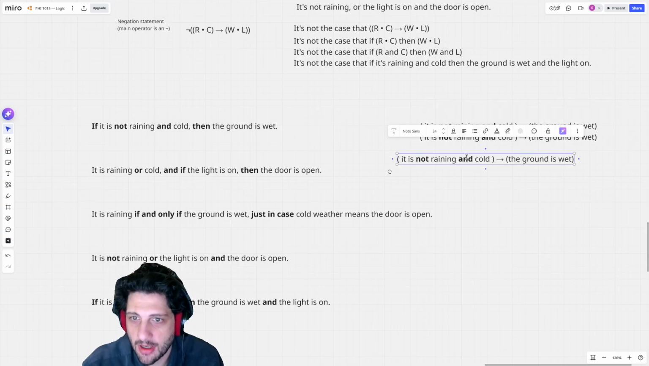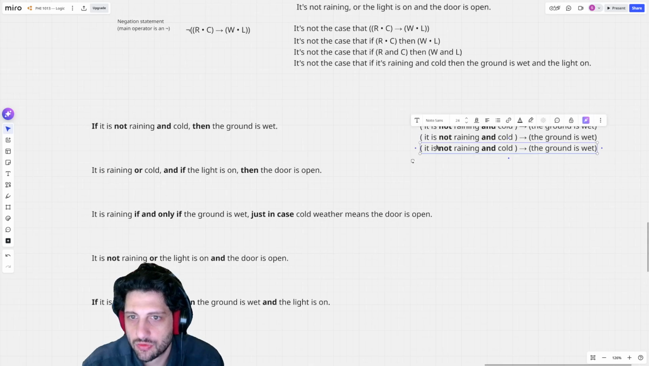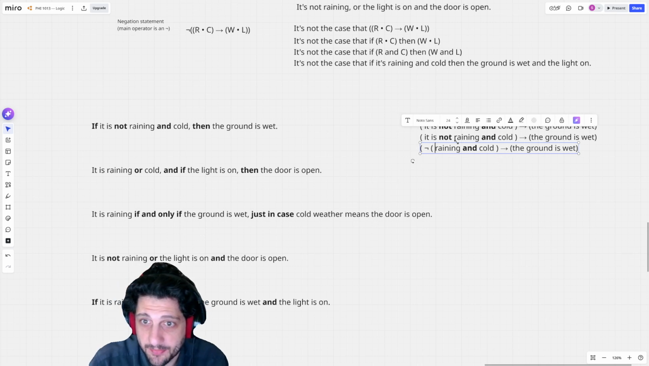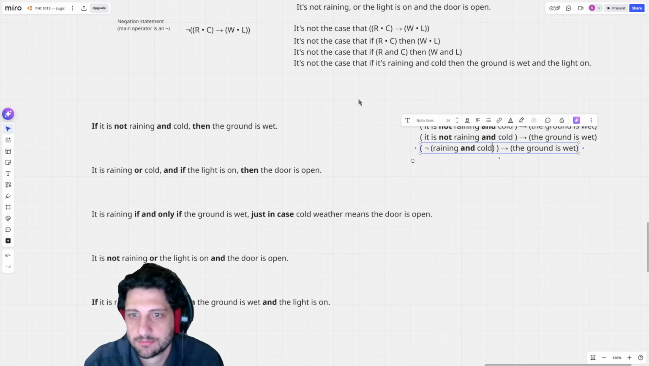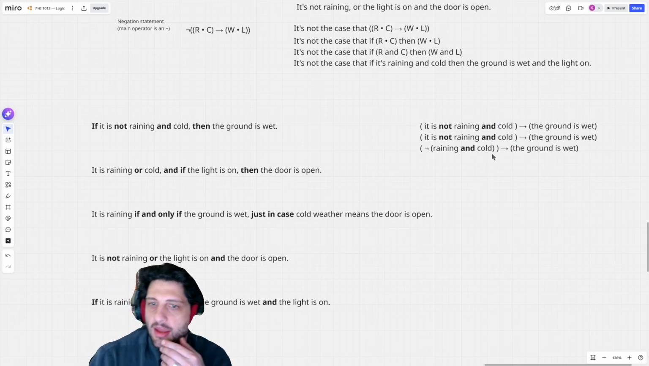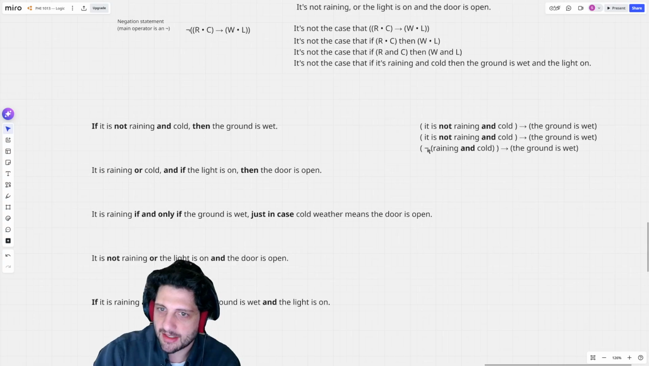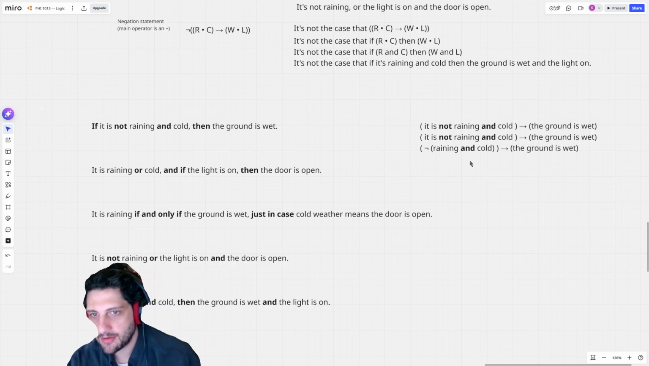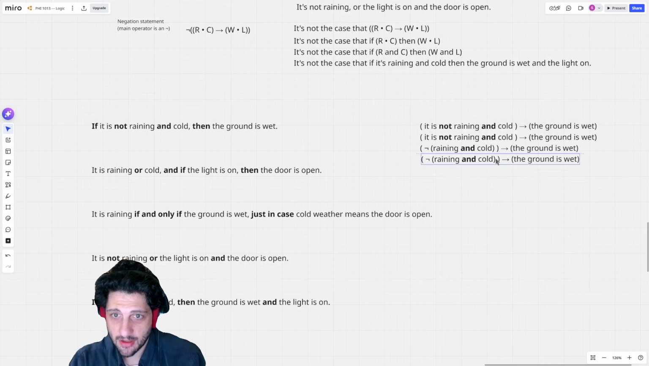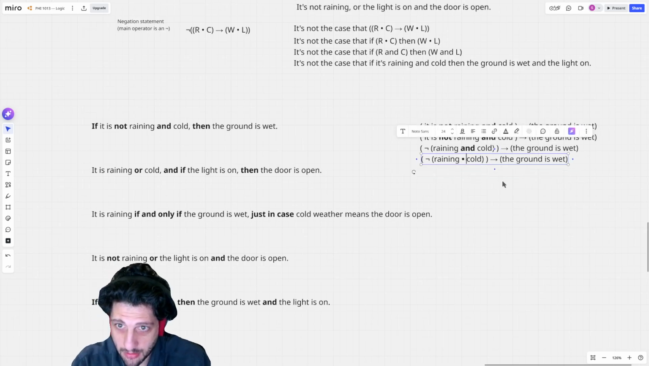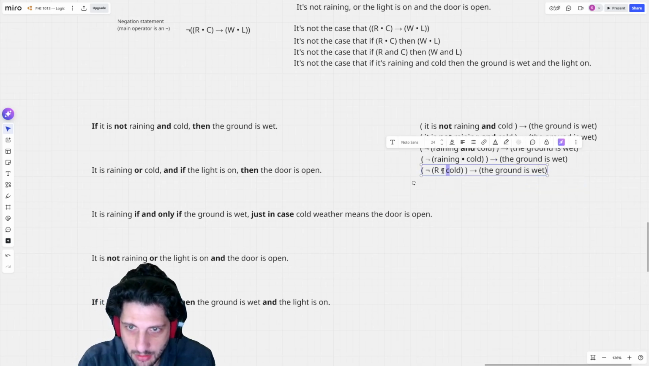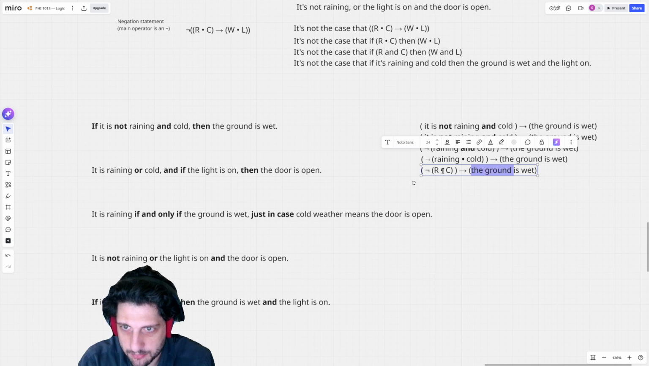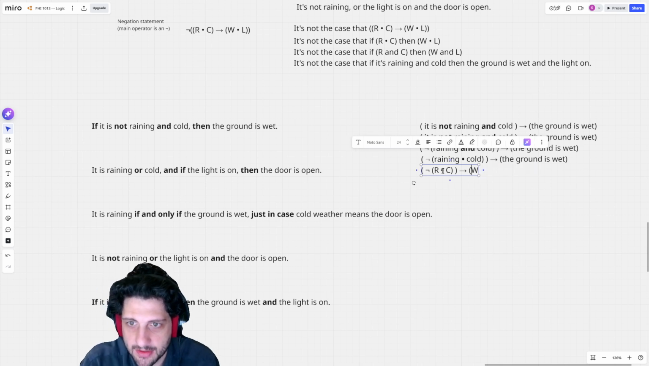So to make that more clear, we're saying something like it's not the case that it's raining and cold. So we have, if the left side is it's not the case that it's raining and it's cold, then the right side. And then of course we take care of our and. And then finally, we substitute those things.